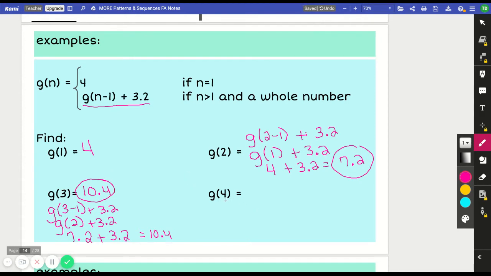Now let's find this last one, when n is 4. We're again using this equation. So I'm plugging in 4. So g of 4 minus 1 plus 3.2. 4 minus 1 is 3. So g of 3, I just found that, and g of 3 is 10.4. And now we add the 3.2, and we find that g of 4 is 13.6. Let's do another example.